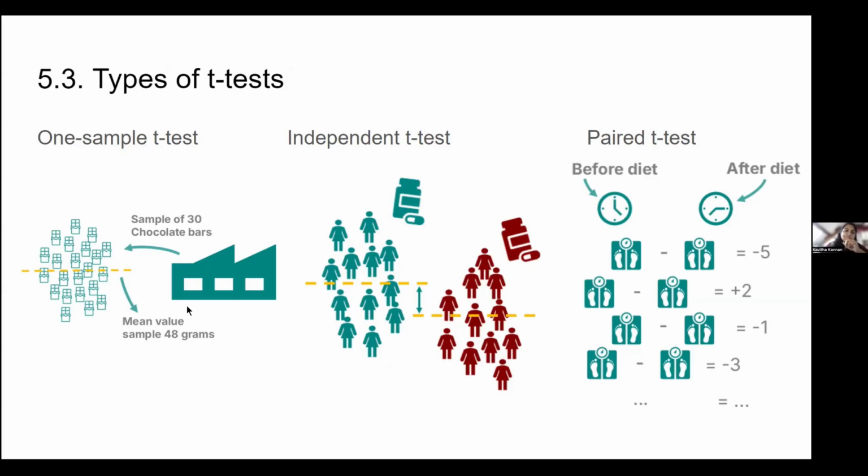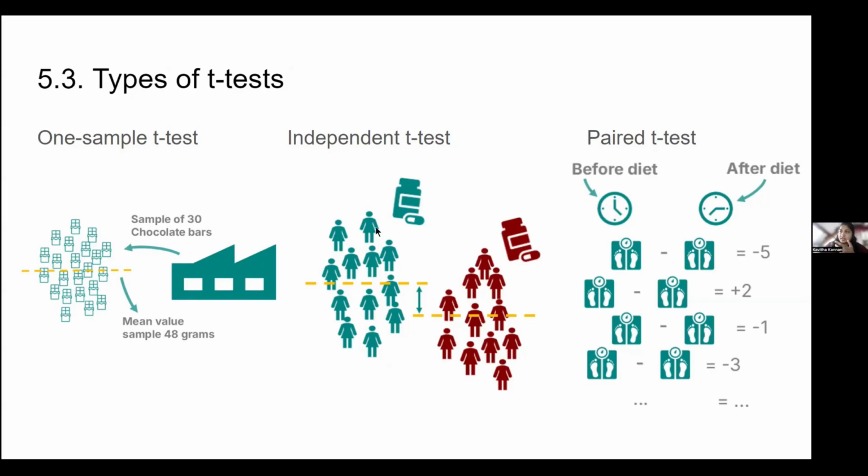And if the difference is significant, then you can say that, hey, yeah, I can sue this chocolate factory because they are lying to us. This is not the truth. So this is one way, and that falls under the one sample t-test.